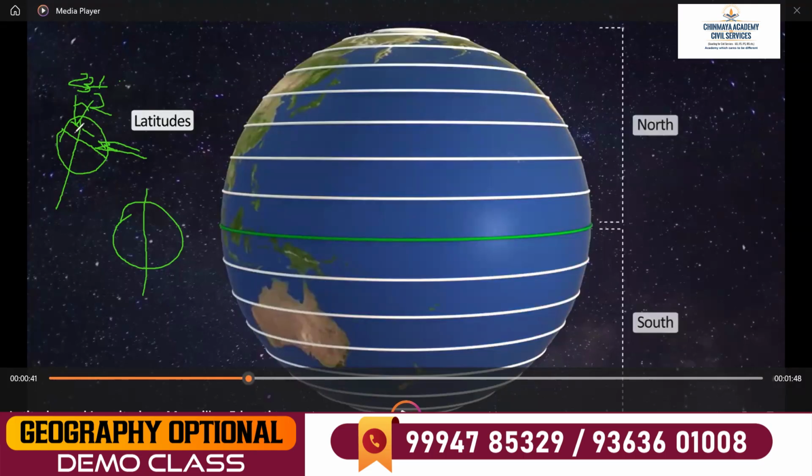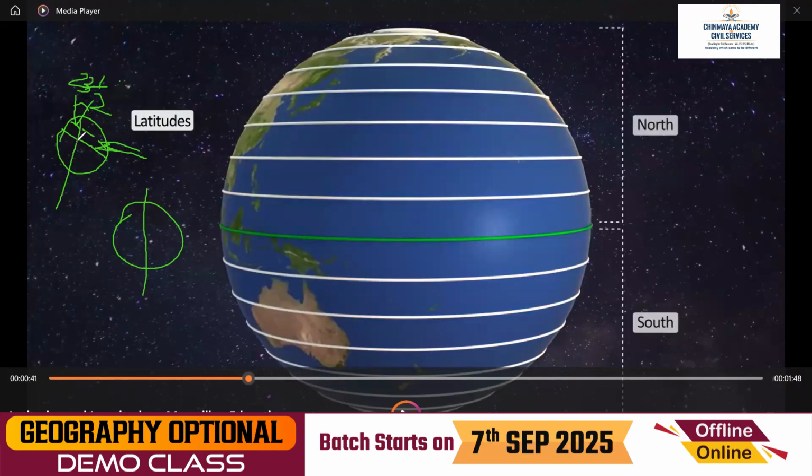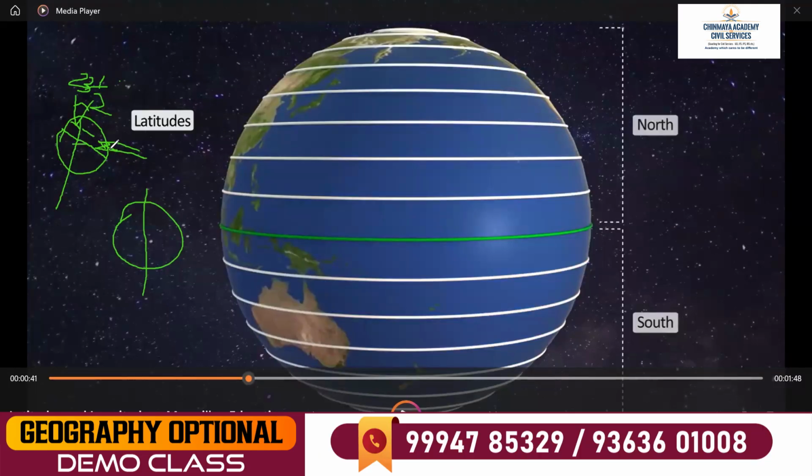So this is from vertical. From the horizontal, the tilt of the Earth is remaining 66.5.